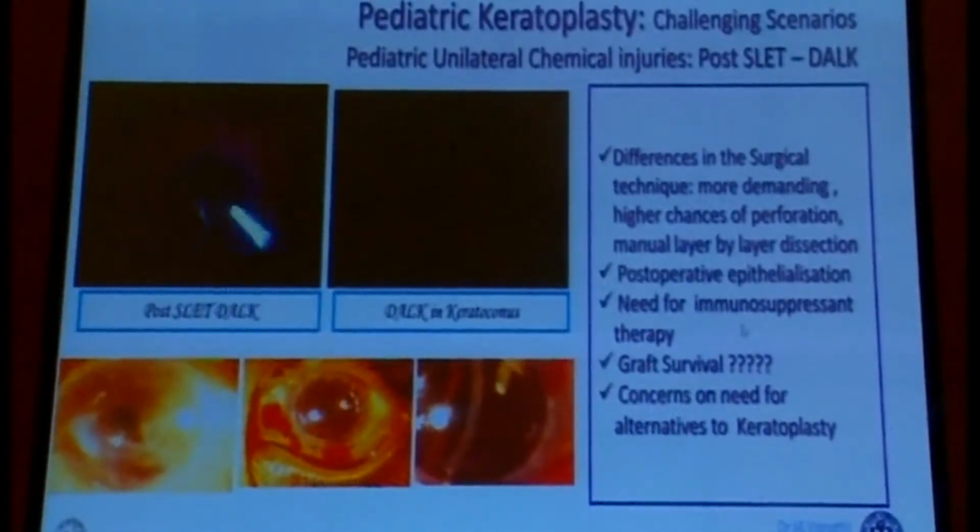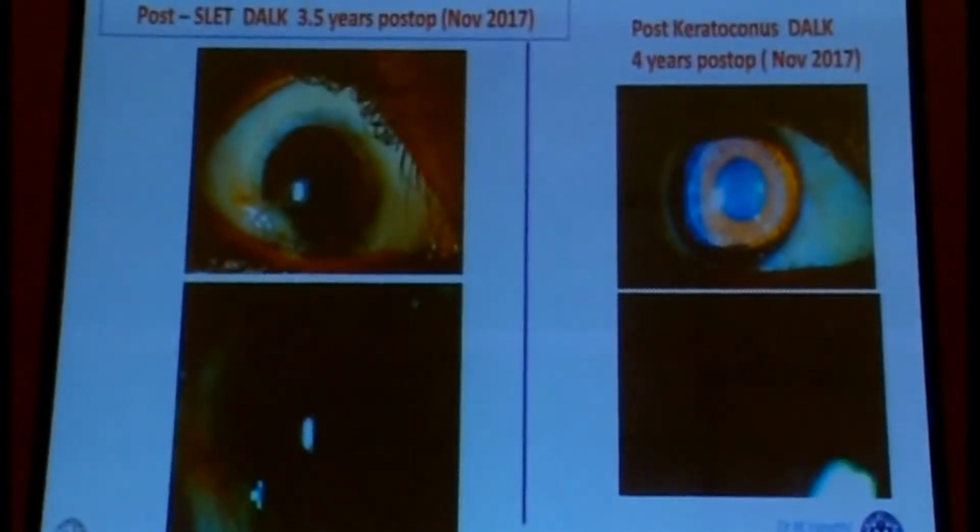Again, watch out for postoperative epithelialization. Look at the need for immunosuppressant therapy. We really don't know how long these grafts are going to survive, because I have particular concerns of raised post-operative graft infections in these particular patients, and if possible consider alternatives to therapy.